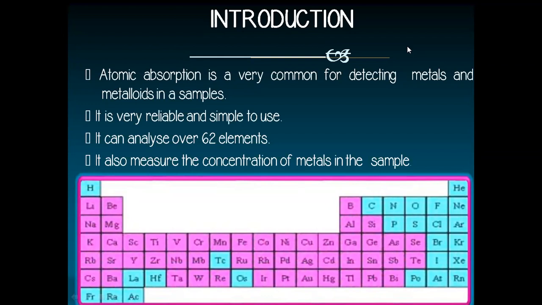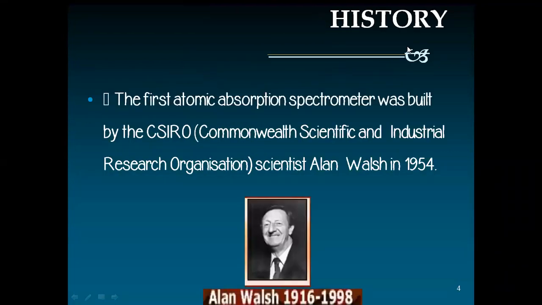It also measures the concentration of metals in the samples. So this tells us that it is not only qualitative analysis, but also quantitative analysis. That is, not only do we get to identify something, but we also get to know the content or concentration of that particular sample. If I talk about the history, the first atomic absorption spectrometer was built by CSIRO, which is the Commonwealth Science and Industrial Research Organization, by scientist Alan Walsh in the year 1954.